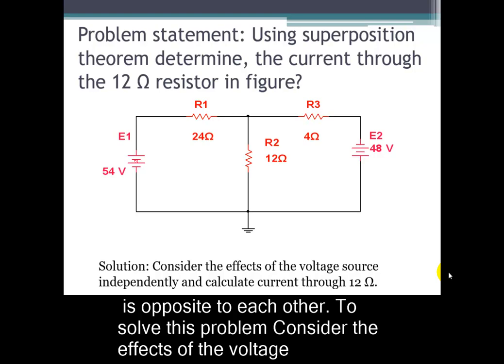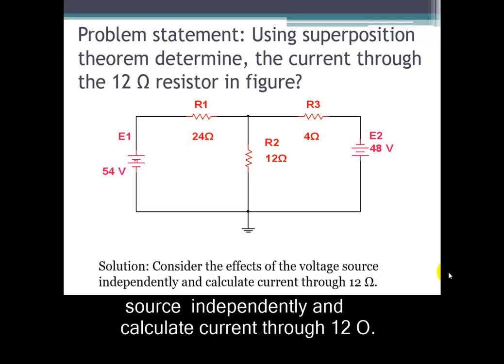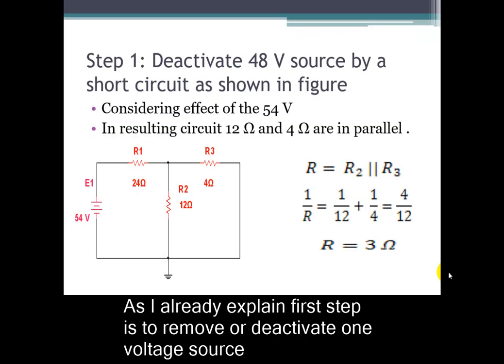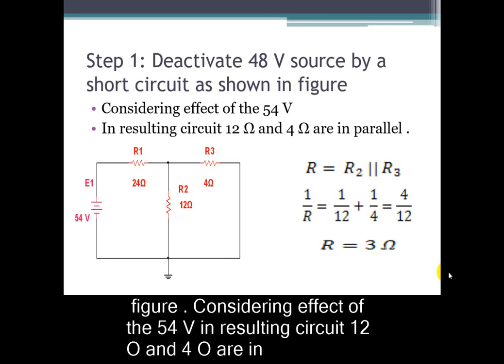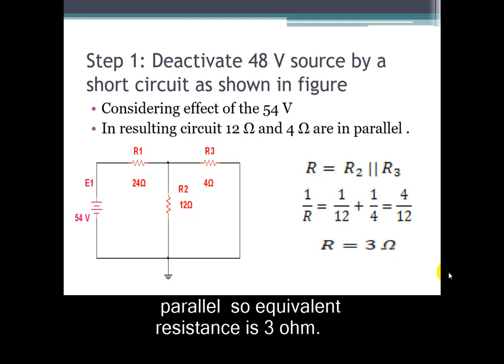To solve this problem, consider the effects of each voltage source independently and calculate the current through the 12 ohm resistor. As I already explained, the first step is to remove or deactivate one voltage source and find the current flowing through the 12 ohm resistor. Deactivate the 48 volt source by a short circuit as shown in the figure, considering the effect of the 54 volt source in the resulting circuit. 12 ohm and 4 ohm are in parallel, so the equivalent resistance is 3 ohm.